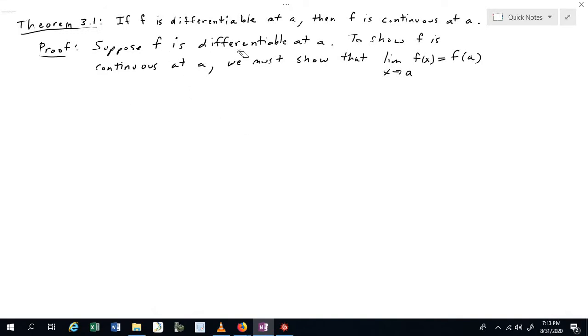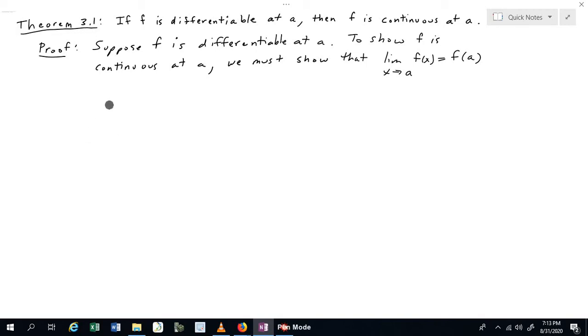Let's suppose f is differentiable at a. Remember, f being differentiable at a simply means the derivative of f of x exists at a. What we're going to show is that f is continuous at a, and the way we'll show that is to show that the limit of f of x as x approaches a is the same as f evaluated at a. That's the very definition of f being continuous at a. If we can show that these are equal, then we've proven that f is continuous at a.